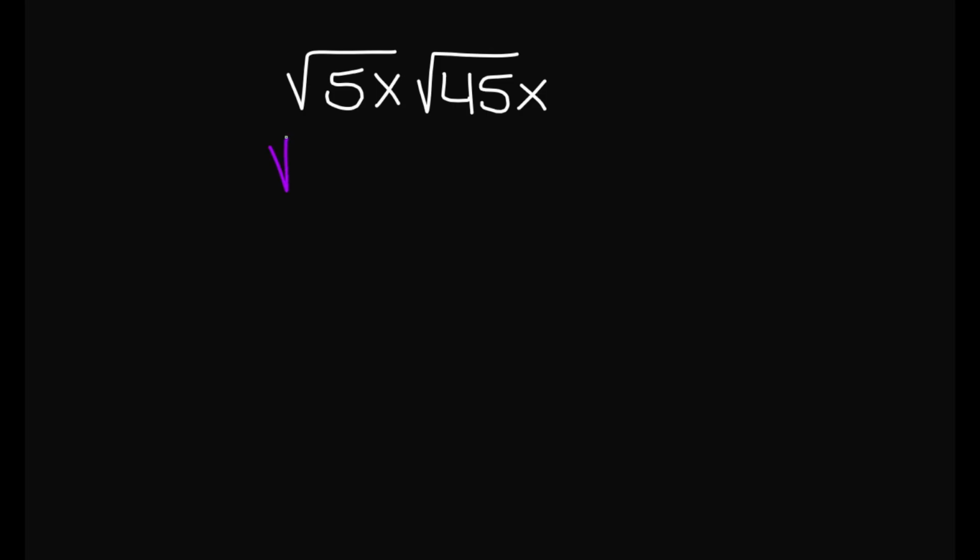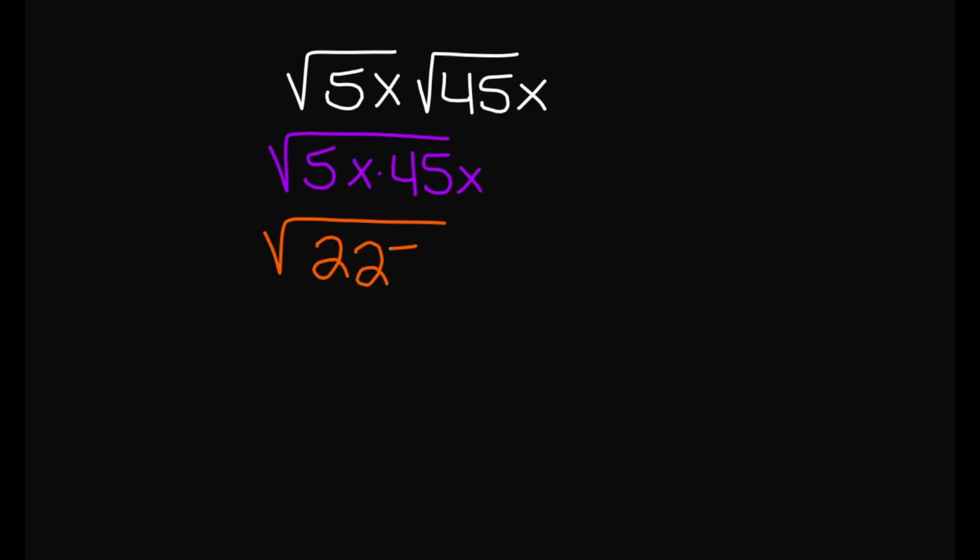Hey guys, welcome back. So today we'll be multiplying square roots. Let's look at this example here. The square root of 5x times the square root of 45x. We're going to combine. So we have the square root of 5x times the square root of 45x inside here. And when we multiply both together, you are going to get the square root of 225x squared.